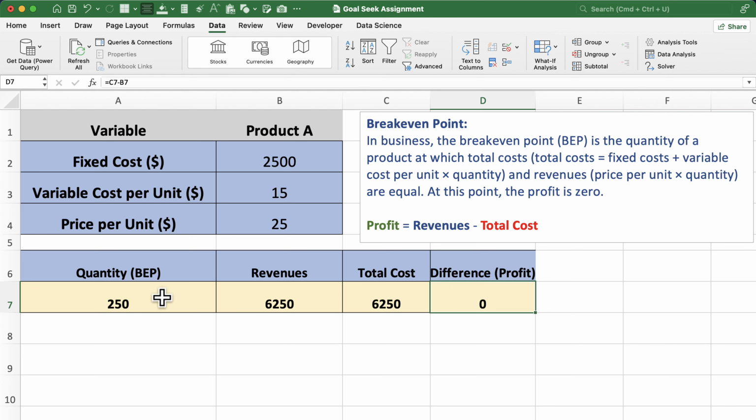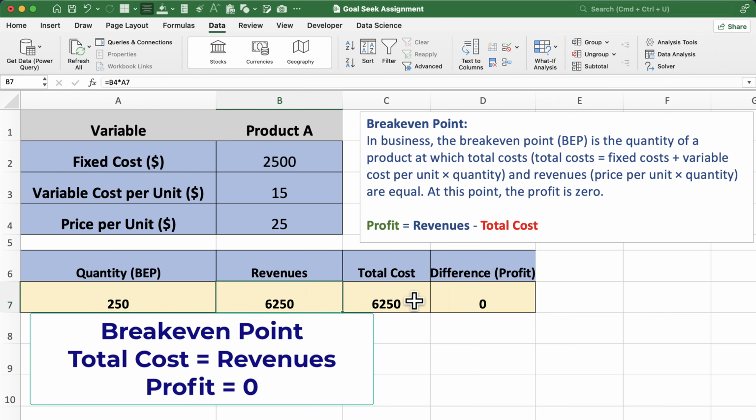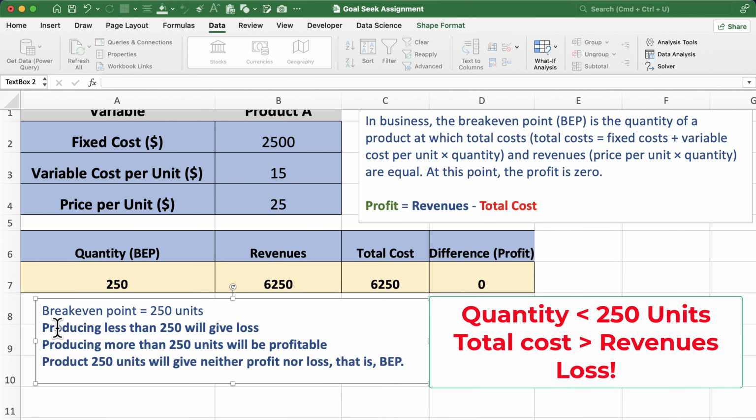When quantity is 250, at that point revenues is $6,250 and total cost is also $6,250. So revenues and total cost are equal, and therefore profit, which is the difference of revenues and total cost, becomes 0.